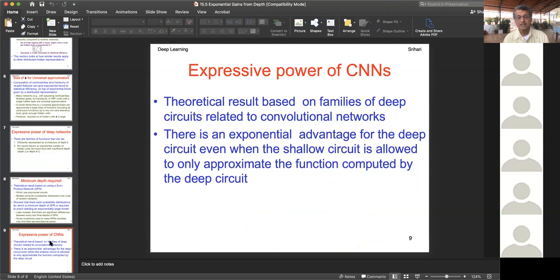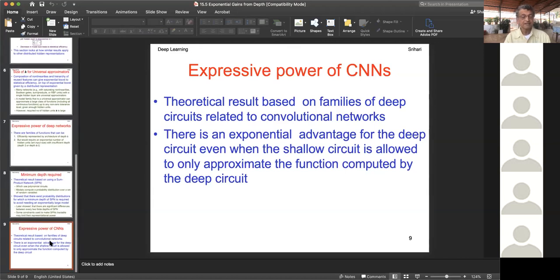And the argument there is an exponential advantage of the deep circuit, even when the shallow circuit is allowed to only approximate the function computed by the deep circuit. So they played around with saying, let's do an approximate CNN for this problem. And they're saying there's an advantage for deep networks to do better than these, right?